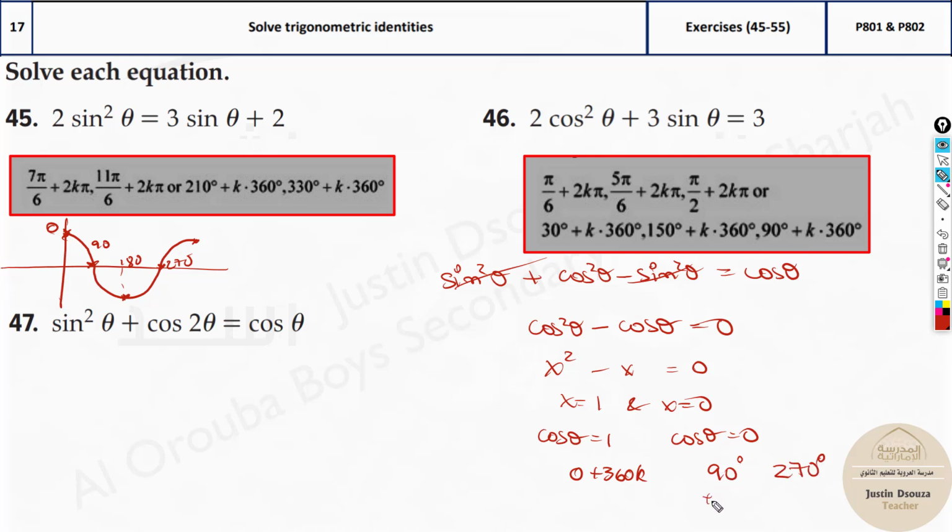Don't forget this. Plus 360k for both, plus 360k. Now these are the three solutions: 0 degrees, 90 degrees, 270 degrees. Now we need to quickly do a check as well. So what I'll do is to check this.